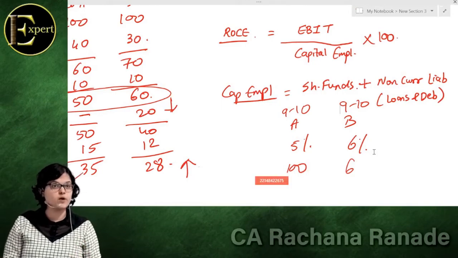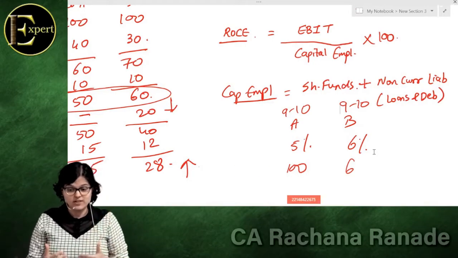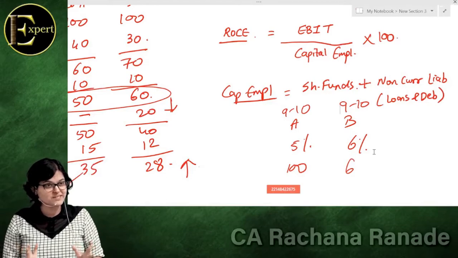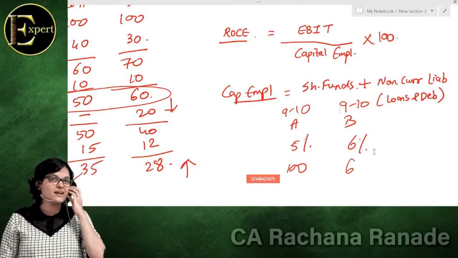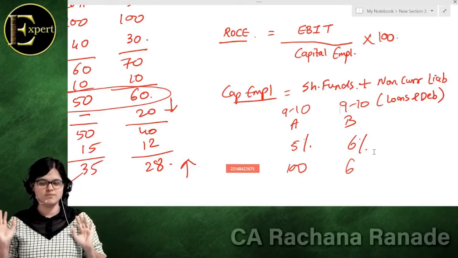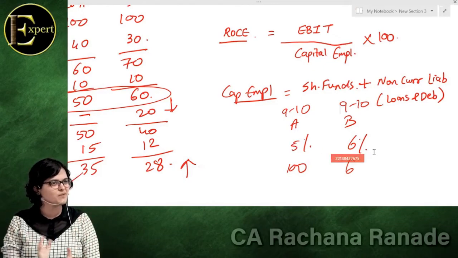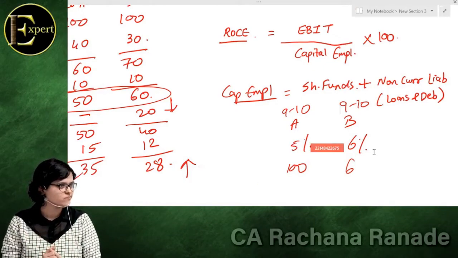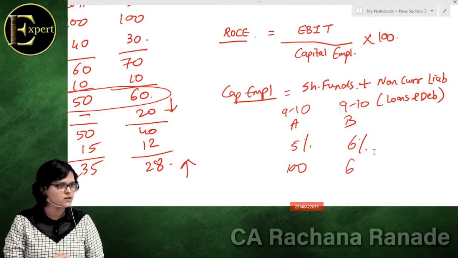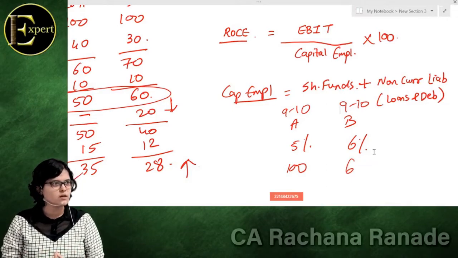Absolutely, it may go up, it may go down. So that is why analysis is required on a continuous basis. You can't say that ek baar maine dekh liya, mera kaam khatam, ab sirf paisa aana chahiye. That will not happen. You'll have to do a continuous analysis. Is this okay? ROCE is absolutely clear.